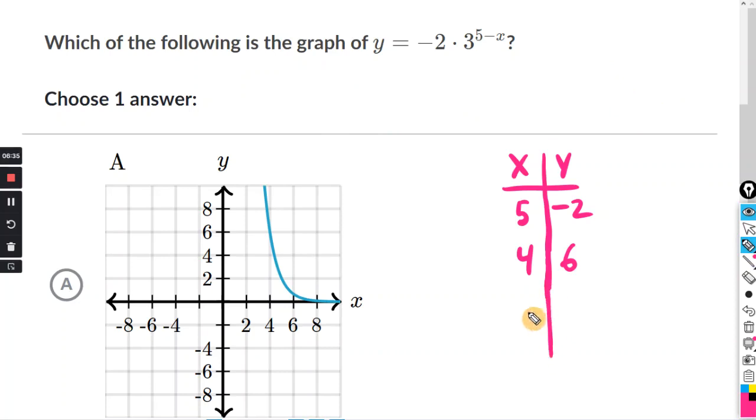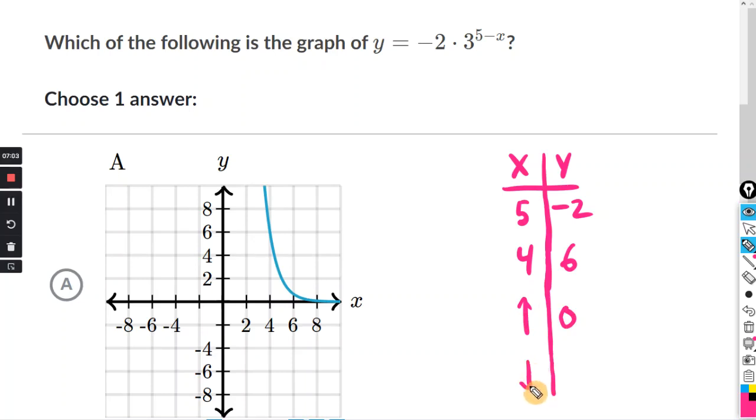All right, let's say x is increasing. This is going to be 5 minus a bigger and bigger number. So the exponent is negative. That makes the fraction smaller and smaller. So eventually, this is going to come close to 0, and negative 2 times 0 would give us 0. So as x increases, y goes to 0.